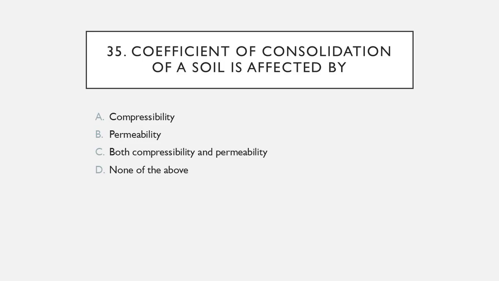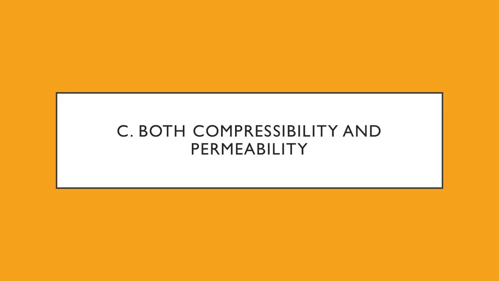35. Coefficient of consolidation of a soil is affected by A. Compressibility. B. Permeability. C. Both compressibility and permeability. D. None of the above. C. Both compressibility and permeability.